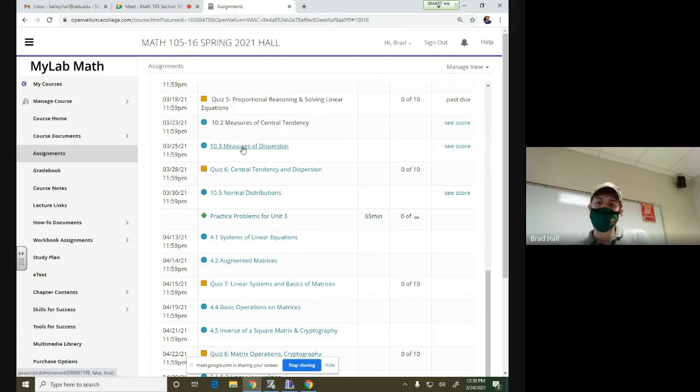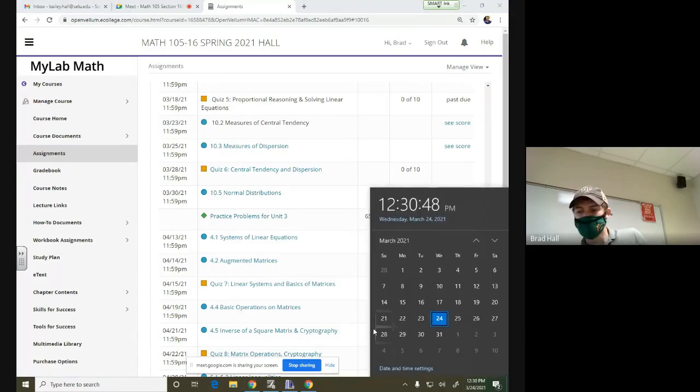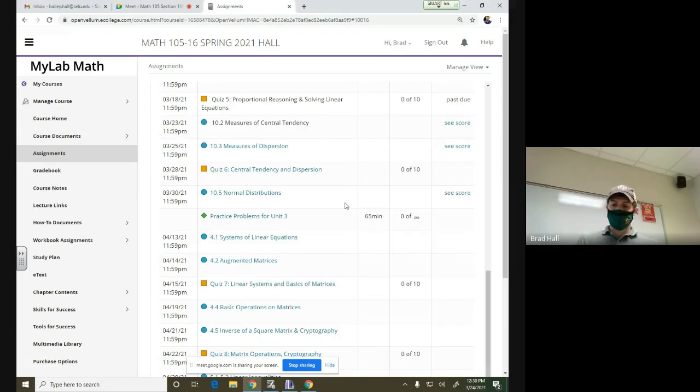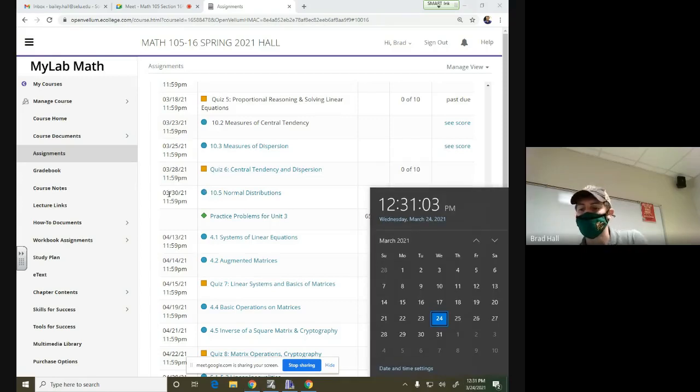And the quiz for measures of central tendency and measures of dispersion together will be due on the 28th. I believe that is Sunday. Yes, so that'll be Sunday. So those are the two assignments for this coming week. With normal distributions, that'll be next week. So far, I have it due for the 30th, and we'll see how far I can get with that section. But that should be a deadline that should stand.